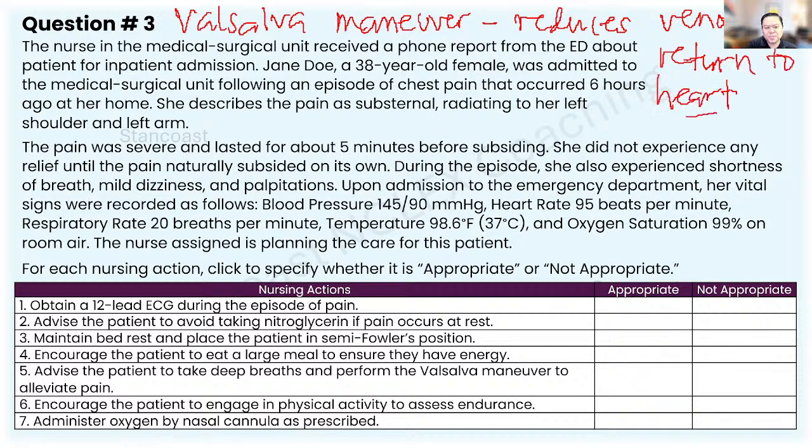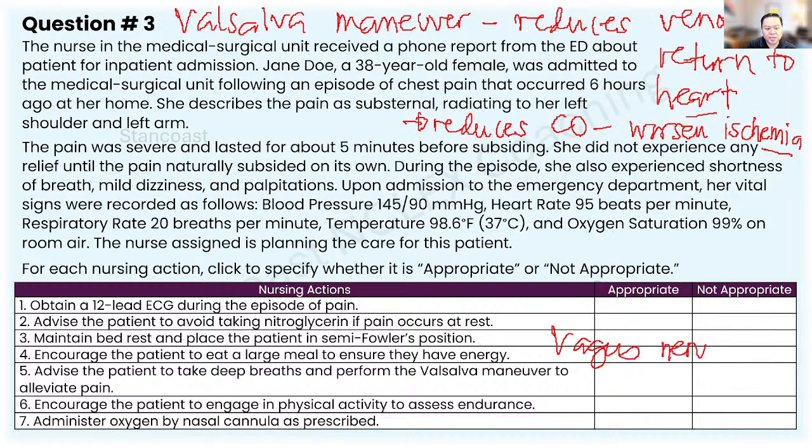So when that happens, when there is less blood going back into the heart, it will also reduce the cardiac output. When this happens, it can worsen the ischemia. So it's like a very vicious cycle, guys, if we let the patient do the Valsalva maneuver. With the Valsalva maneuver, it can also stimulate the vagus nerve.